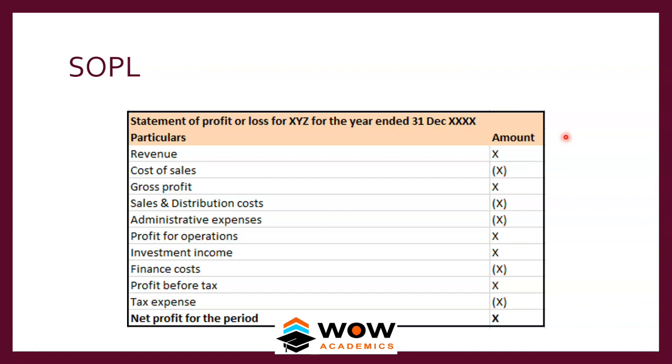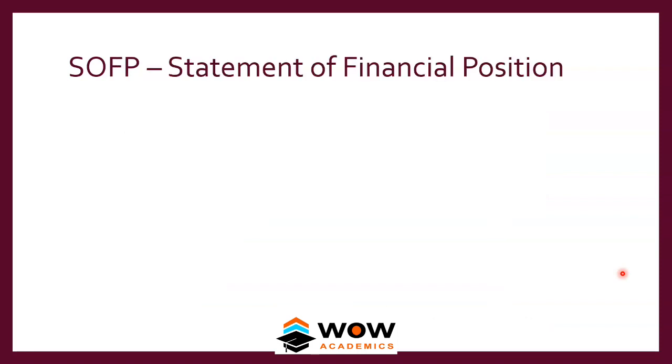So this should be your SOPL statement. It starts from revenue, then cost of sales is deducted, giving gross profit. Deduct all these expenses, you get profit from operations or operating profit. Investment income you add, finance cost you deduct, profit before tax is there, tax you deduct, you get net profit for the period. So this is the format for a SOPL.